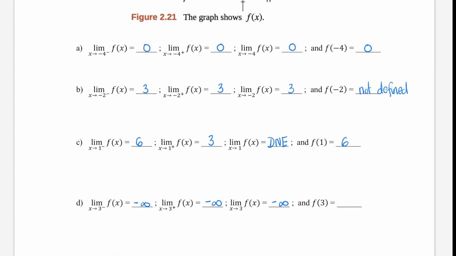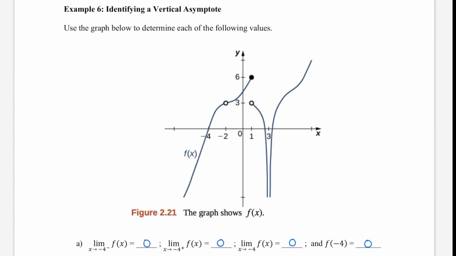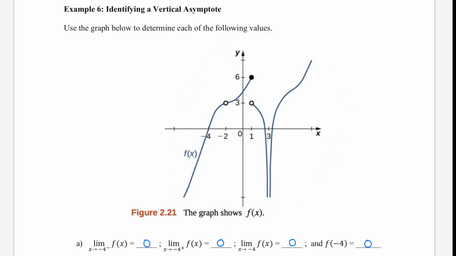To find the function value at x equals 3, we look at the graph. There's no closed dot at x equals 3. And the function is decreasing without bound at x equals 3. That means we have a vertical asymptote at x equals 3. So the function is not defined at x equals 3.